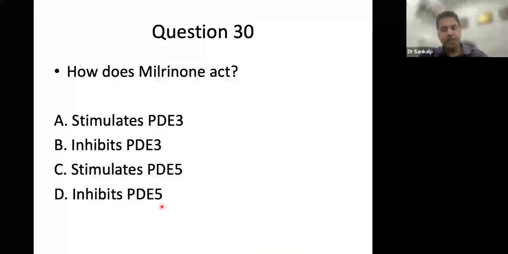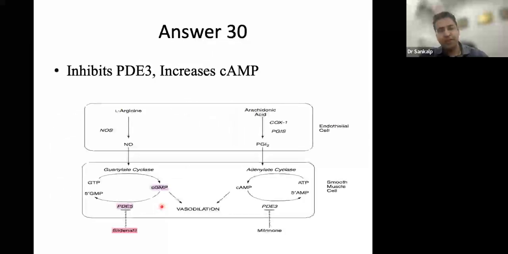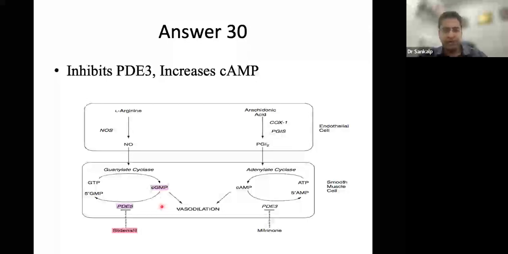How does milrinone act? It inhibits phosphodiesterase 3 enzyme, which causes increased cyclic AMP, right? Which causes increased contractility in the heart. A similar drug, sildenafil, inhibits phosphodiesterase 5, increases cyclic GMP, which causes vasodilation, right? So milrinone inhibits phosphodiesterase 3 and sildenafil inhibits phosphodiesterase 5.